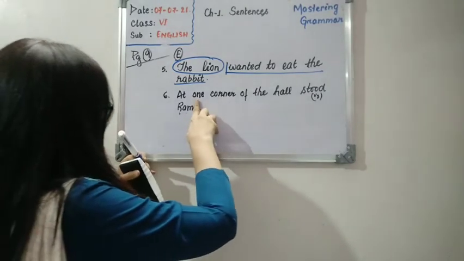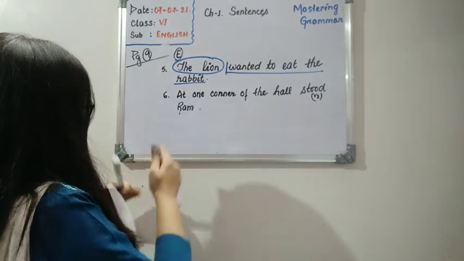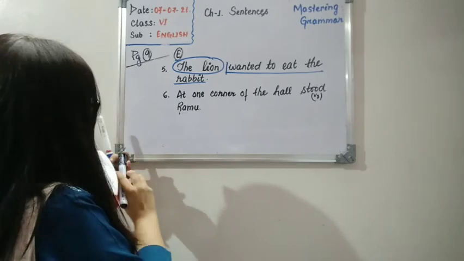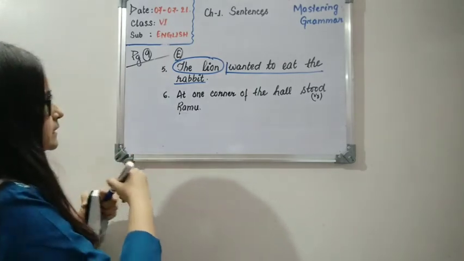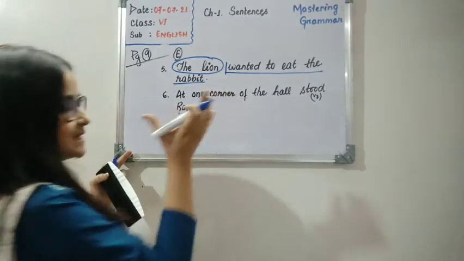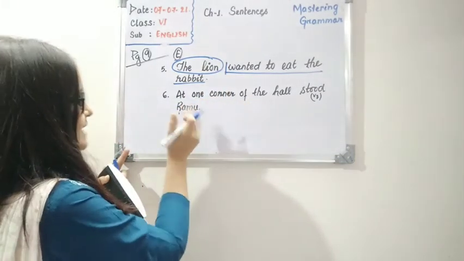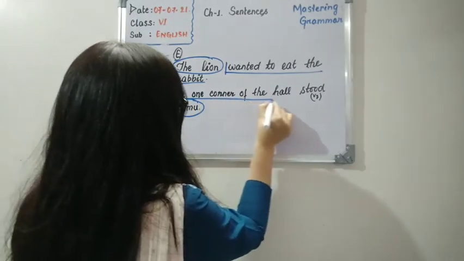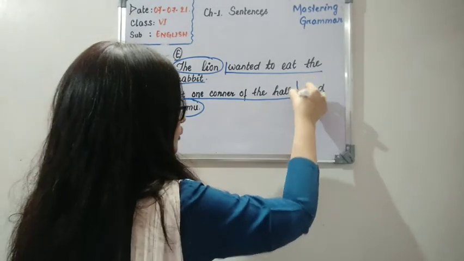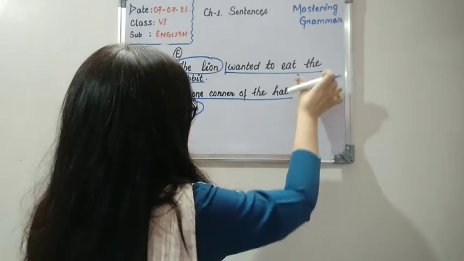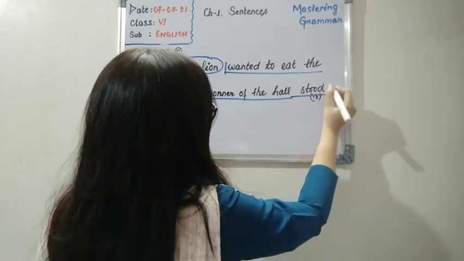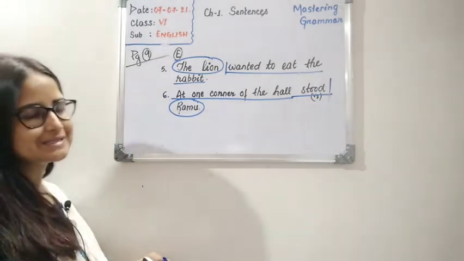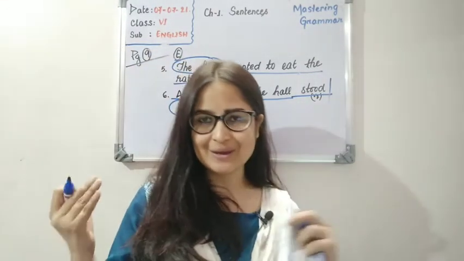Ramu, sorry, this is Ramu, right? So let's correct it. It's Ramu and not Rama. Ramu stood. So children, now see, the subject is not in the beginning but at the end. Ramu is our subject, and at one corner of the hall, because stood cannot be separated, stood also belongs here because it is the verb. So this is the predicate, and this, children, is the subject in the sentence. I hope you understood this.